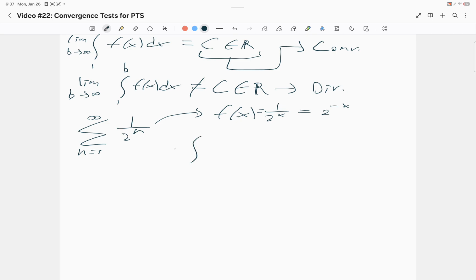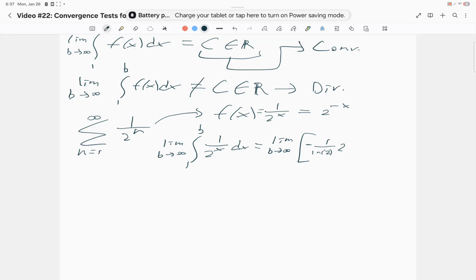So if we integrate that, from 1 to b, we have 1 over 2 to the x dx. I'm just going to speed run the antiderivative here. Okay. Negative 1 over ln 2, 2 to the x. Oh no, my screen darkened. That's not good.